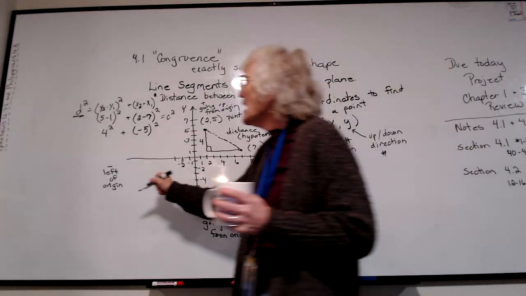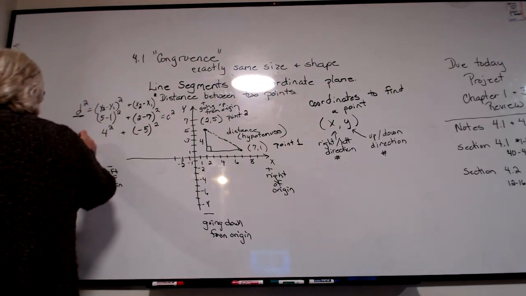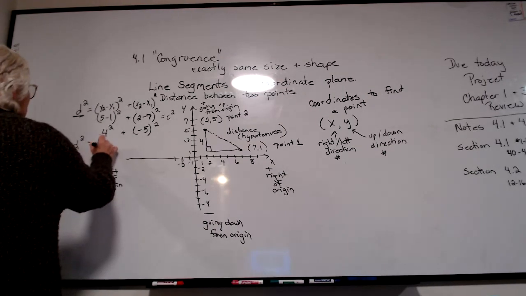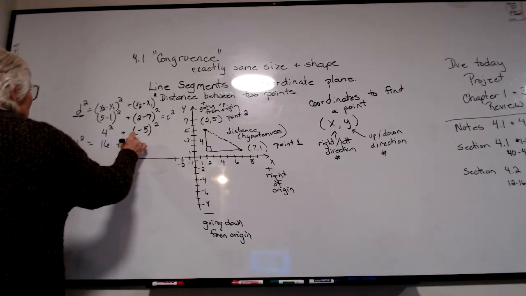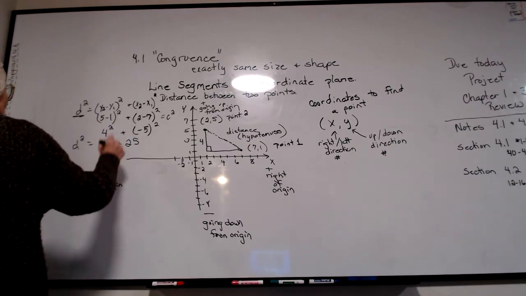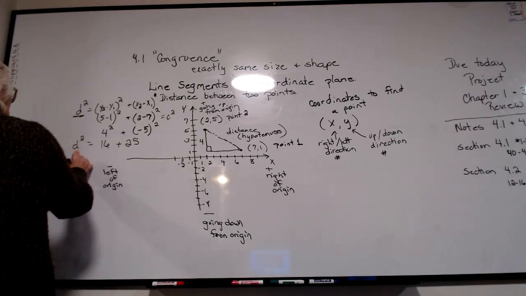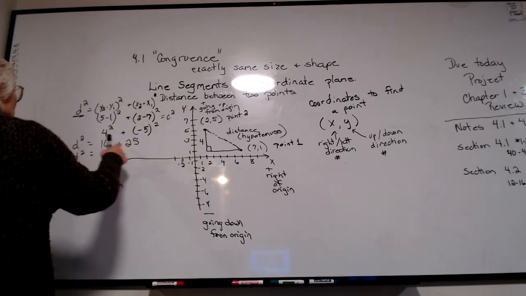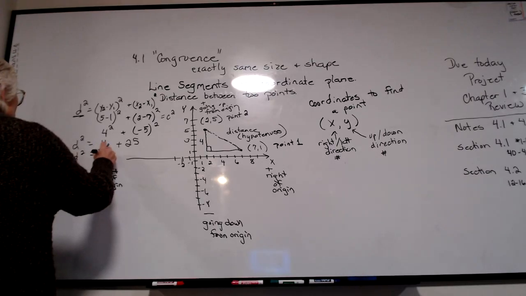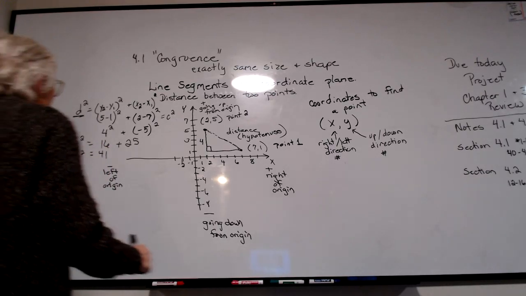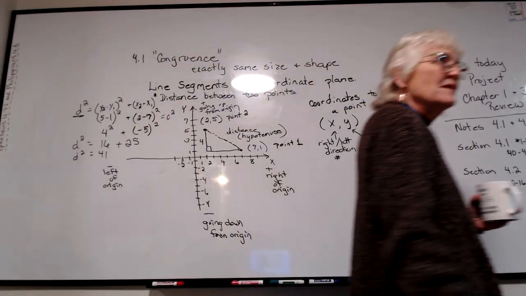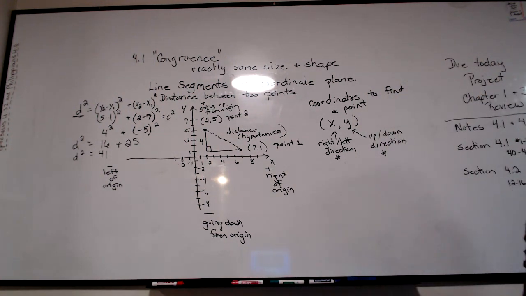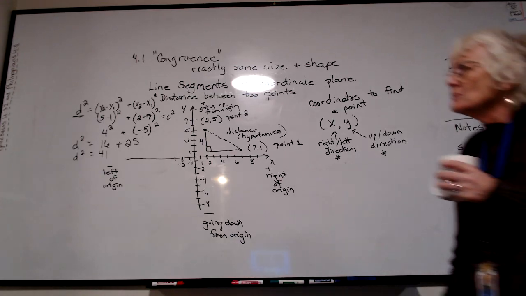Okay, so now what we get is d squared is equal to 16 plus 25. Okay, because 4 squared and negative 5 squared. D squared is equal to, what is that, 41? Is that right? 41? Yeah, that's right. Okay. What is my distance going to be equal to? What do I do now to find that? The square root of 41? Yeah, you take the square root of 41.